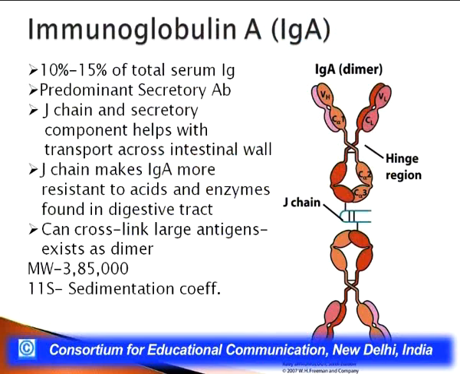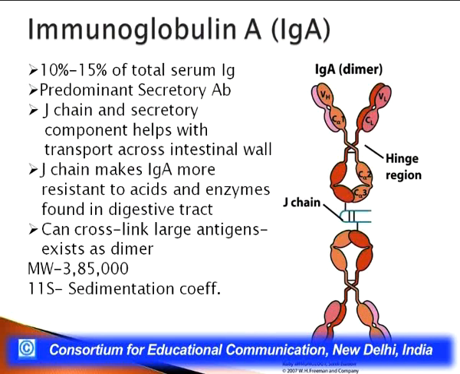Now, it is a predominant secretory antibody. As you can see in this slide, the J chain and the secretory component help it in transportation across the intestinal wall. So, it is one antibody which does not get digested by the enzymes present in the digestive system. The J chain makes the IgA more resistant to acids and enzymes that are found in the digestive tract. It can cross-link large antigens.